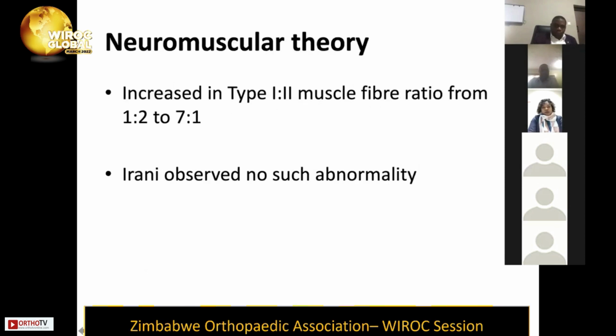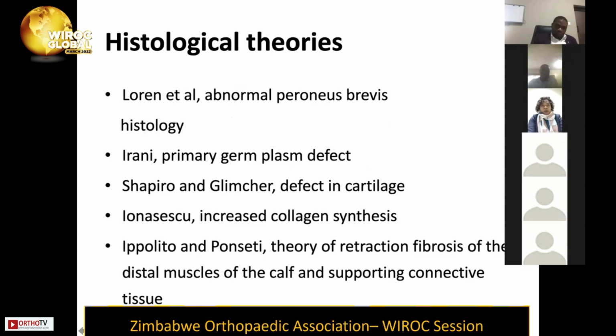Then the other theories include the neuromuscular theory, where it has been proposed that there's an increase in the type 1 to type 2 muscle fiber ratio from 1:2 to 7:1. However, Irani did not observe such an abnormality. The histological theories are discussed by various authors. Lorenz found an abnormal peroneus brevis histology, and Irani found a primary germplasm defect, and Shapiro and Lemaitre defects in cartilage. Ionescu found increased collagen synthesis, and then Ippolito and Ponseti came up with the theory of restrictive fibrosis of the distal muscles of the calf and supporting connective tissue.